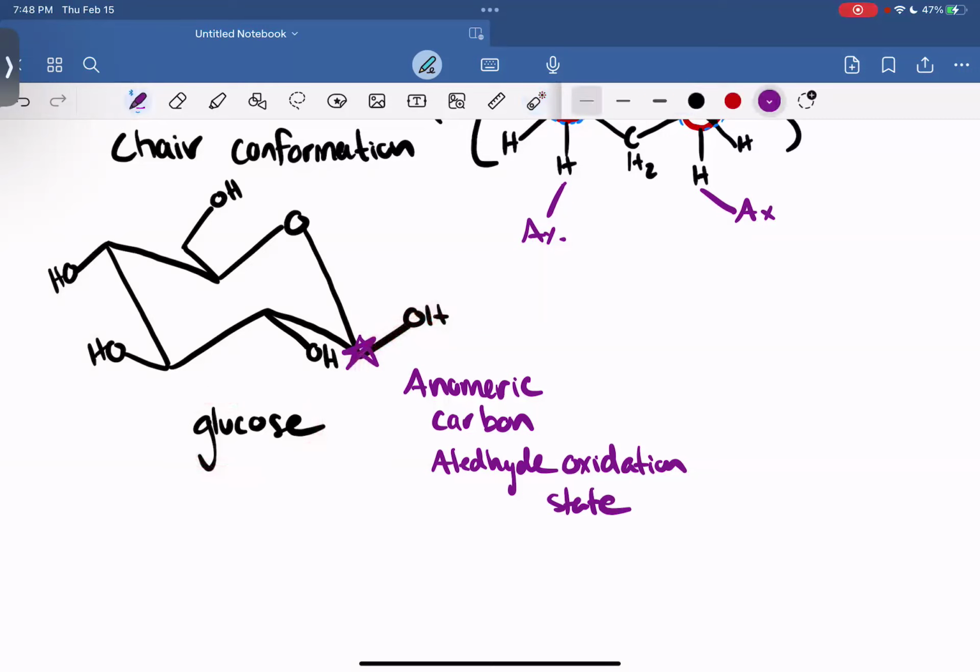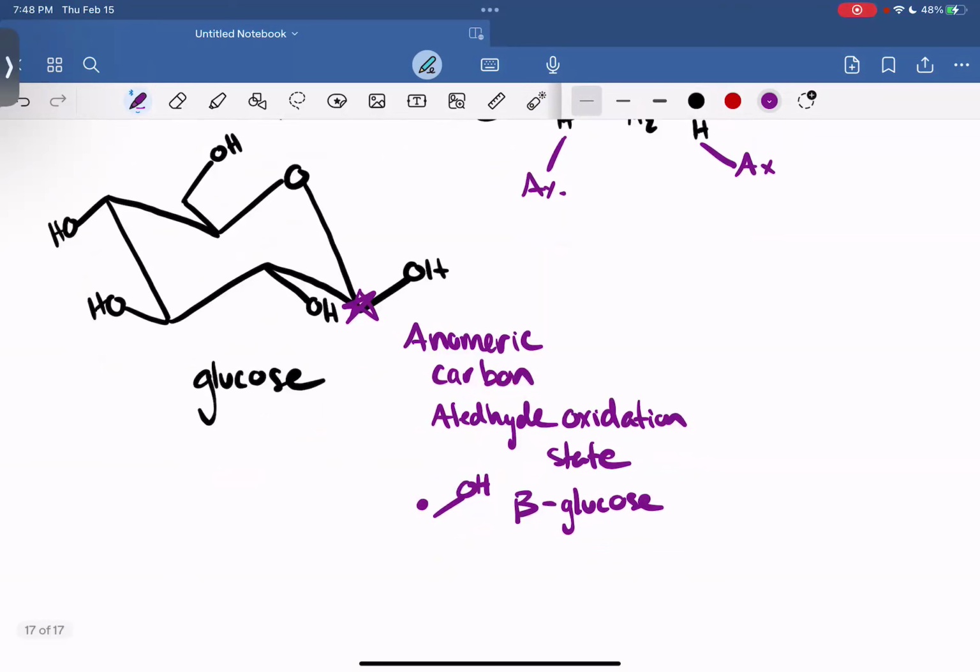So when the OH group on the anomeric carbon is going up like that, that's what we call beta glucose. When the anomeric, so let's say that this alcohol is going down like this in the axial position, we call that alpha glucose. Okay.